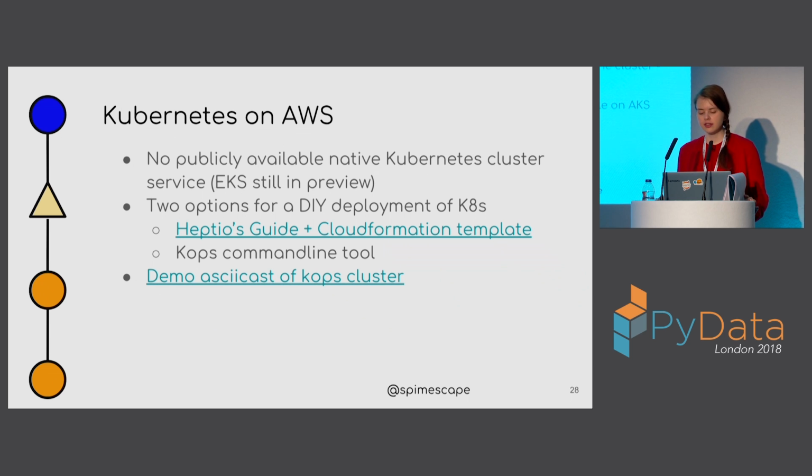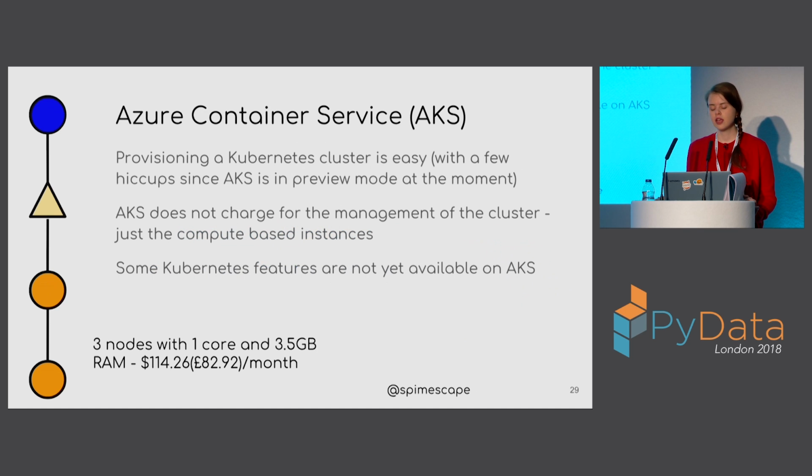And last but not least, the Azure Container Service. So this is more similar to Google Cloud in many ways. You just have a simple command line process for deploying JupyterHub. It's relatively easy apart from a few hiccups, which is expected because they're still in preview mode. But other than that, it does work very easily. AKS is also similar to the Google Cloud Kubernetes Engine in the sense that it doesn't charge you anything for the actual maintenance of the cluster, only for your compute nodes.